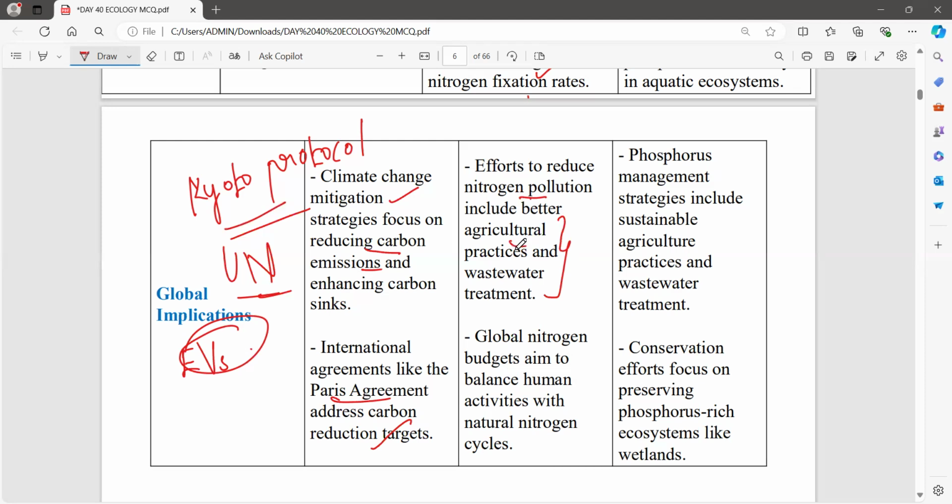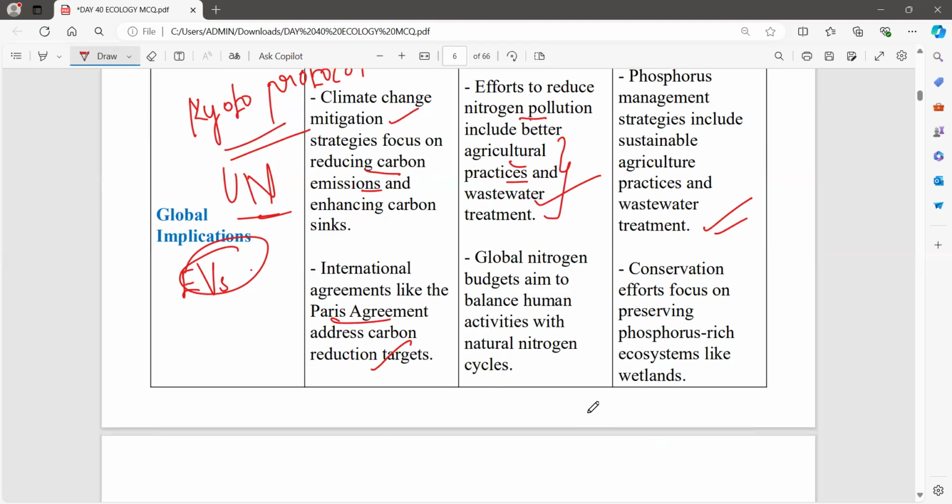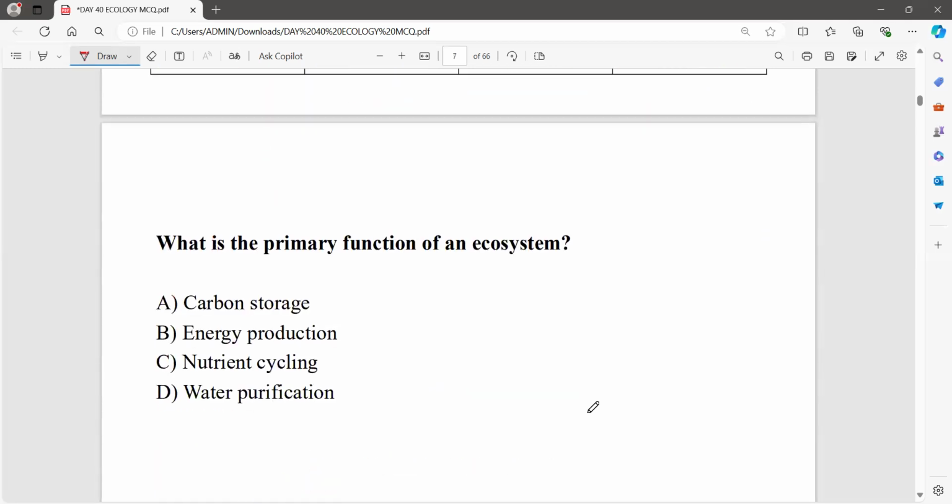They have introduced better agricultural processes and wastewater treatment. Now for phosphorus, once again, if there are any little changes in the agricultural level, definitely it will impact the environment to a greater extent. Okay, so that's all about the cycles.